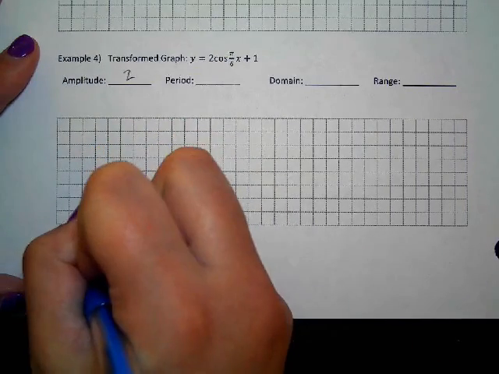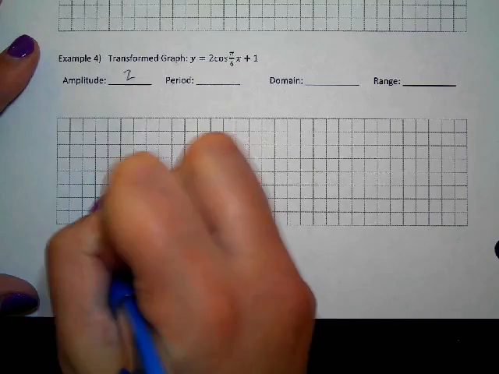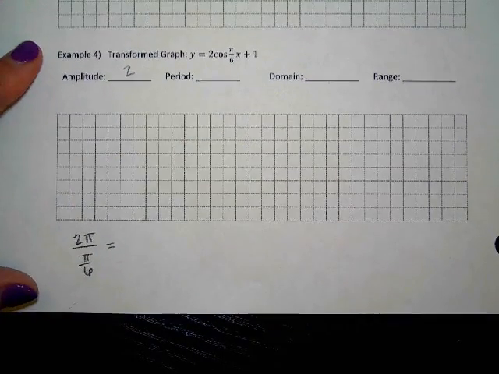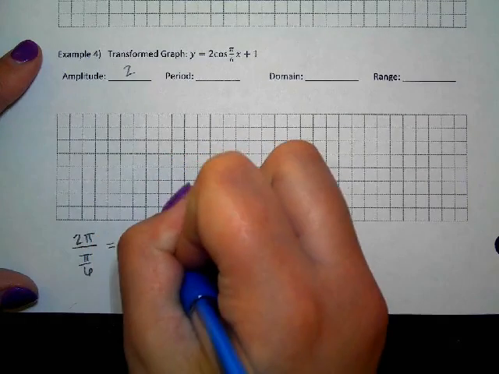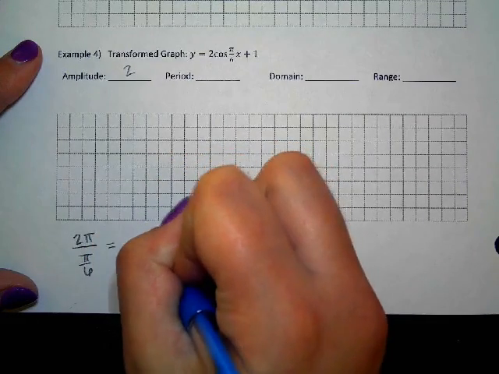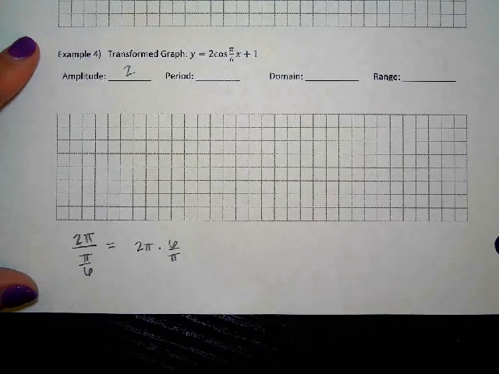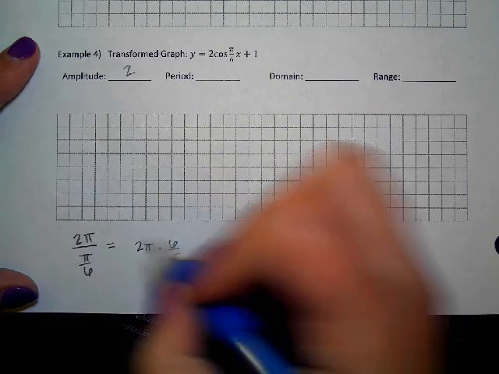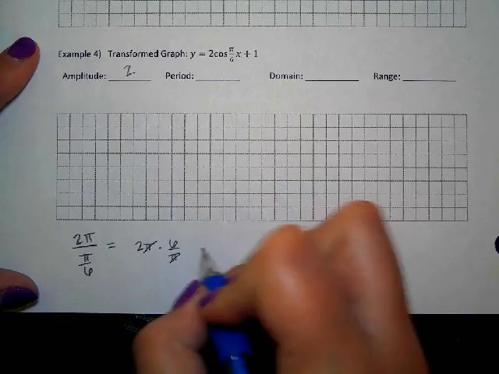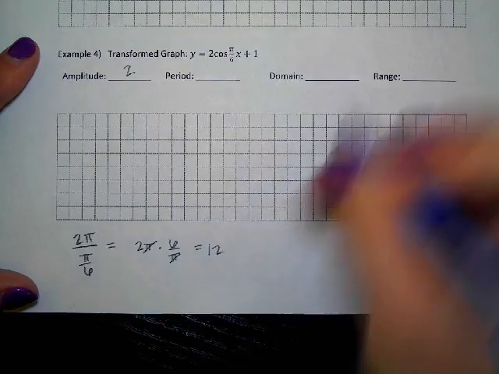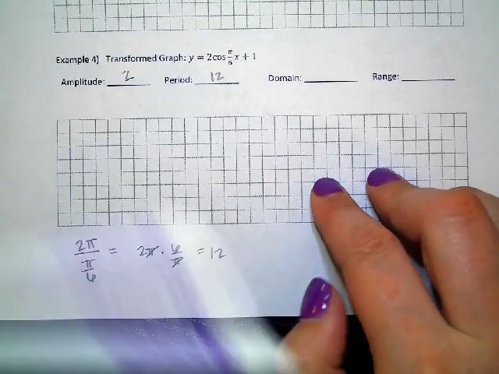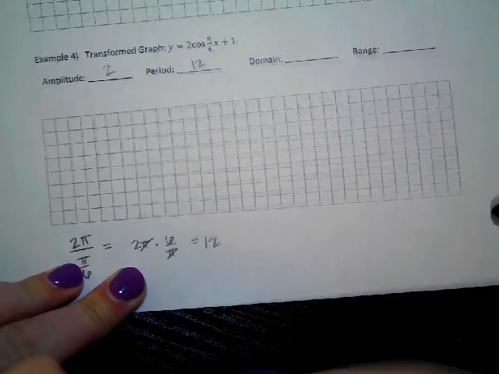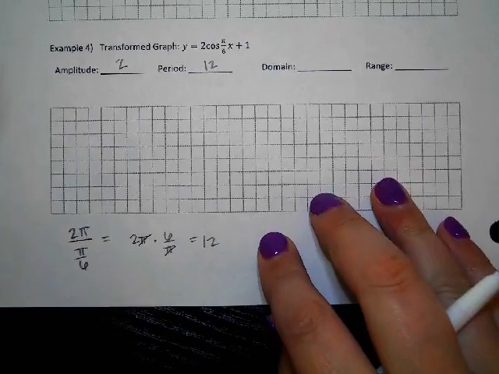2 pi divided by pi over 6. Okay, and then what should we do? Okay. Keep it, change it, flip it. What happens to the pi's? They cancel. Okay, and so we get 12. Okay, so I'm going to go ahead and draw my axes in here.